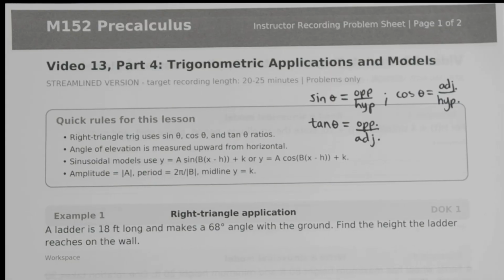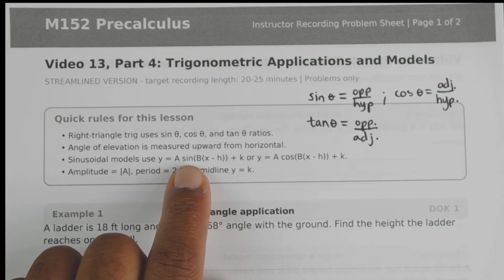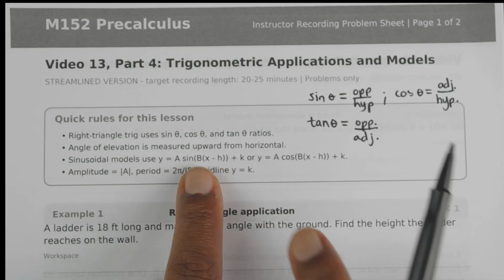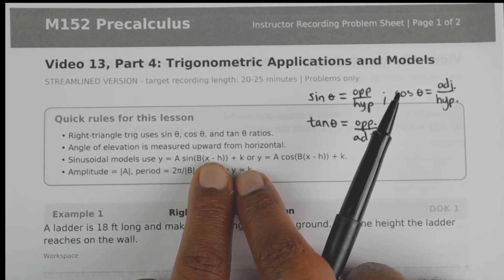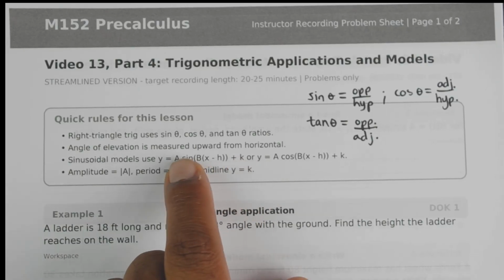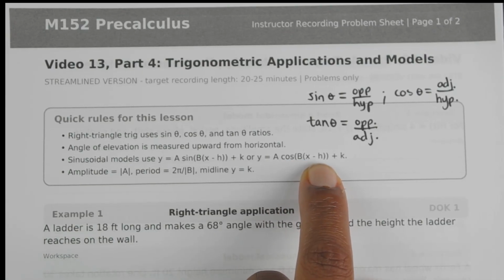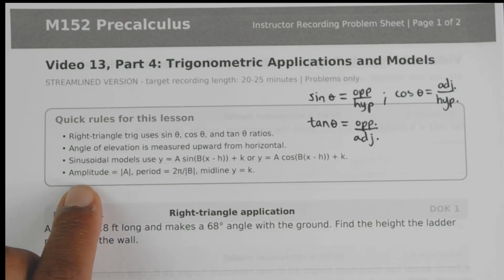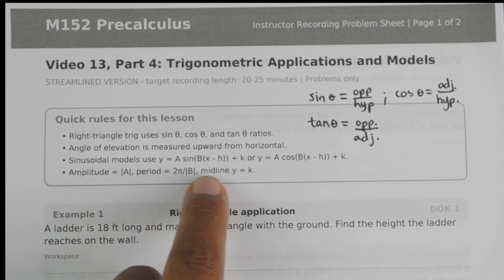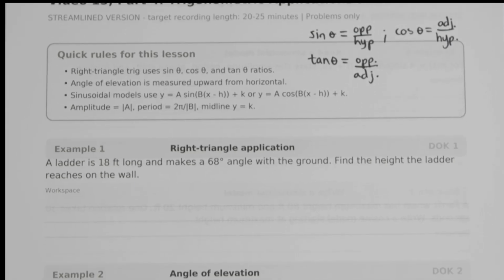The sinusoidal model is y equals a times sine of (b(x minus h)) plus k. You should remember that from the expression, because it should feel very similar: we see a shift in the x and also a shift in the y. Or this is essentially y equals a times cosine of (b(x minus h)) plus k. The amplitude stays the same, the absolute value of a. The period is 2 pi over the absolute value of b, and the midline is y equals k.